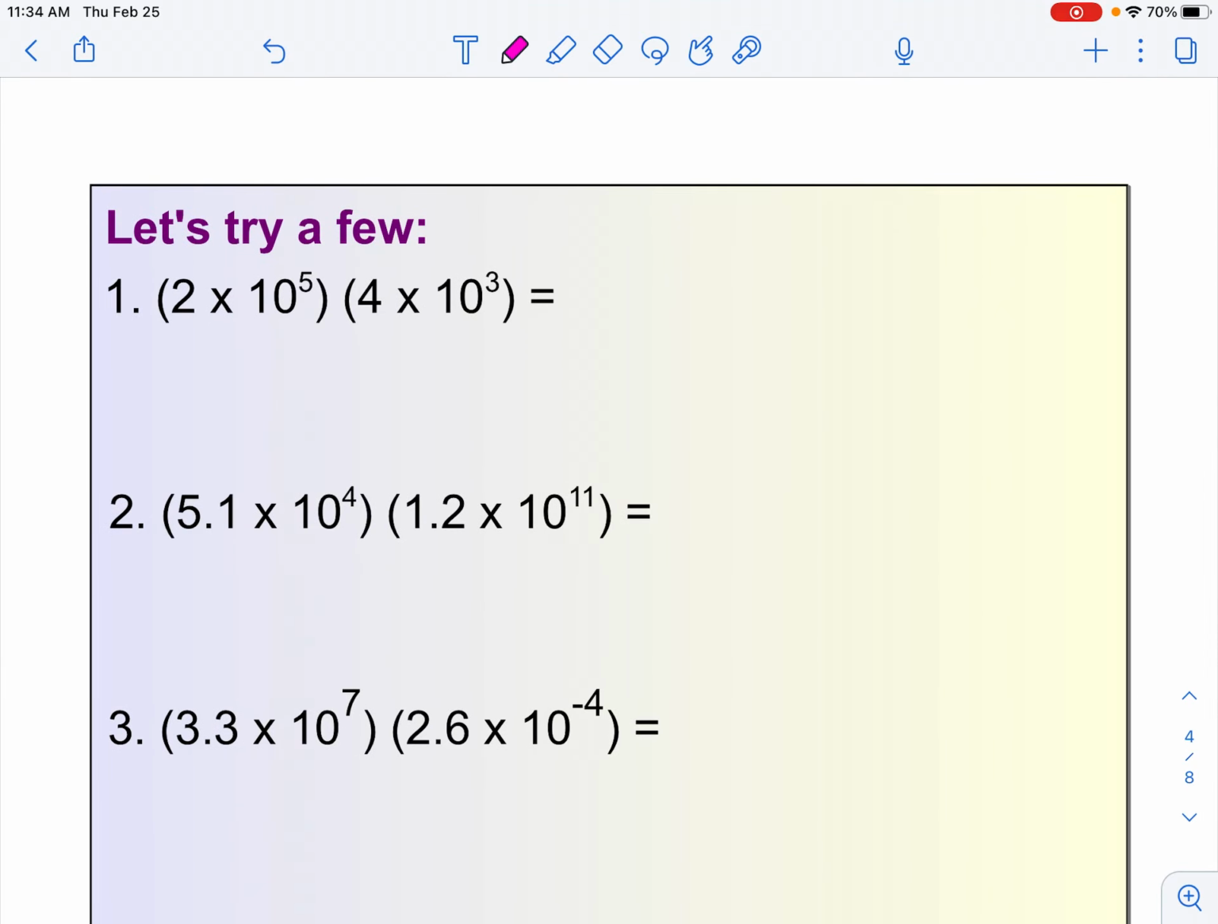The first one is fairly easy because we're going to take the 2 and the 4 and multiply those together to get 8. Then we take the powers of 10, 10 to the 5th times 10 to the 3rd gives us 10 to the 8th power. That number is already in scientific notation, so that is our answer. Now, if we have decimal numbers, it's no big deal. We just use our calculator. So why don't you go ahead and pause the video and try number 2 on your own to see if you can get the correct answer, and then restart the video to make sure you've done it correctly.